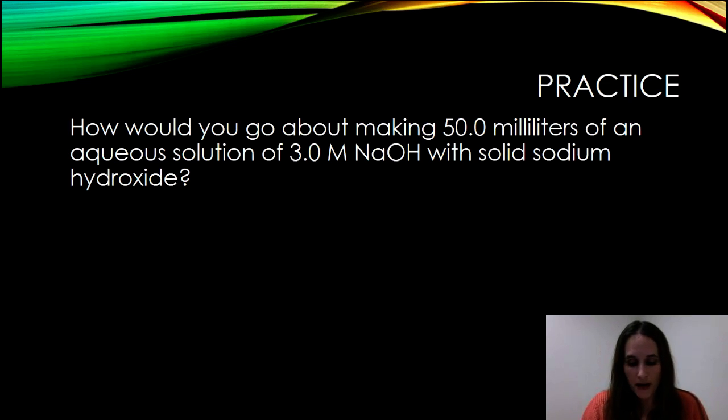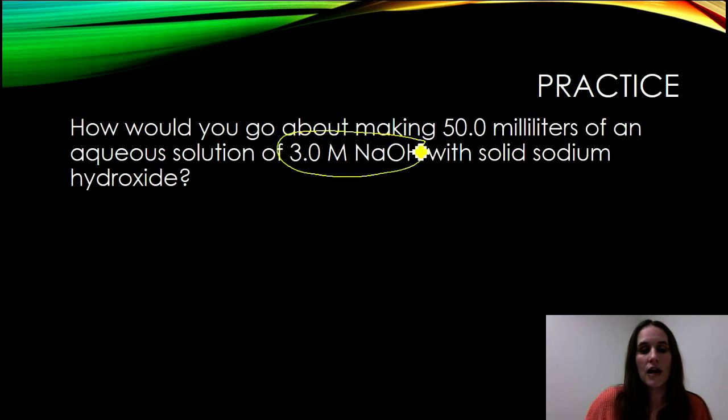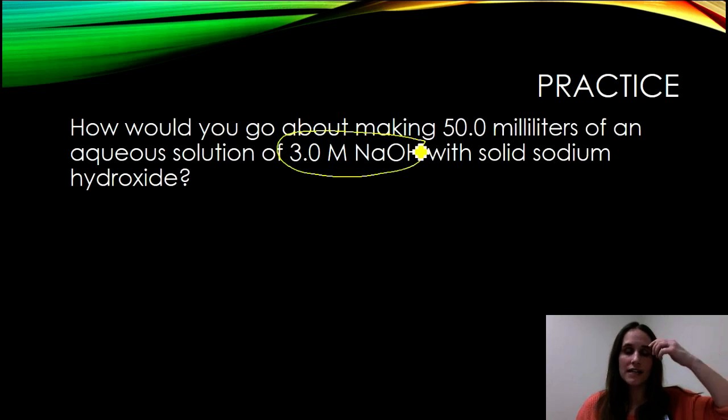So how would you go about making 50 milliliters of an aqueous solution of 3 molar sodium hydroxide with solid sodium hydroxide? So this problem is different in that it has given you a molarity. It's saying the end goal is that this solution would have this concentration. So how would we make it?